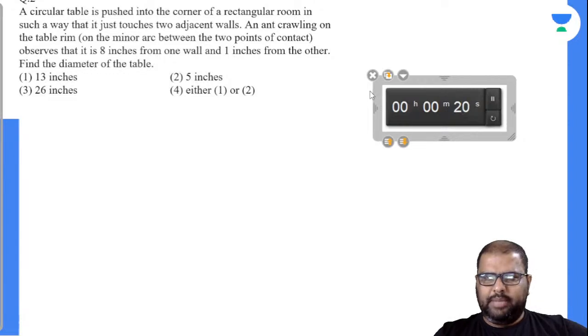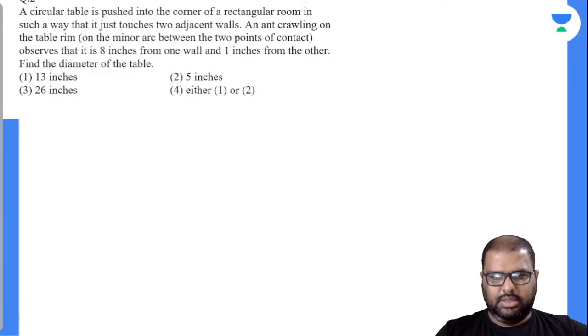A circular table is pushed into the corner of a rectangular room in such a way that it just touches 2 adjacent walls. An ant crawling on the table rim on the minor arc between the 2 points of contact observes that it is 8 inches from the one wall and 1 inch from the other. Find the diameter of the table.